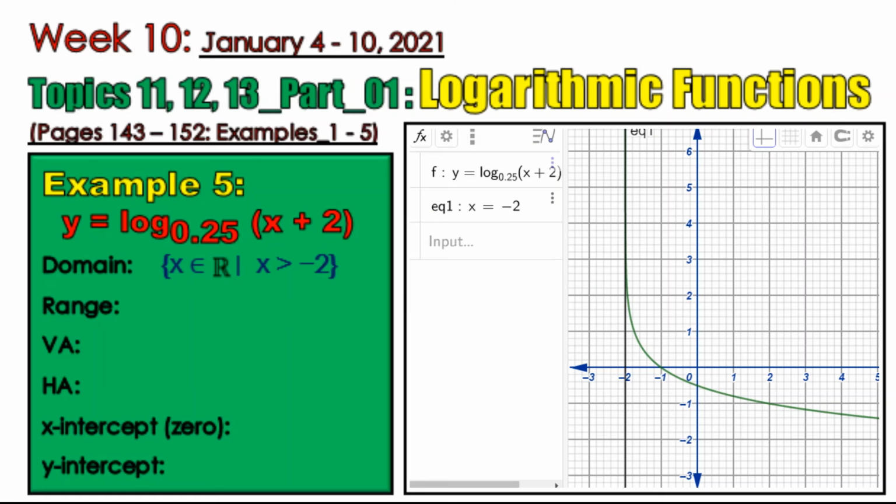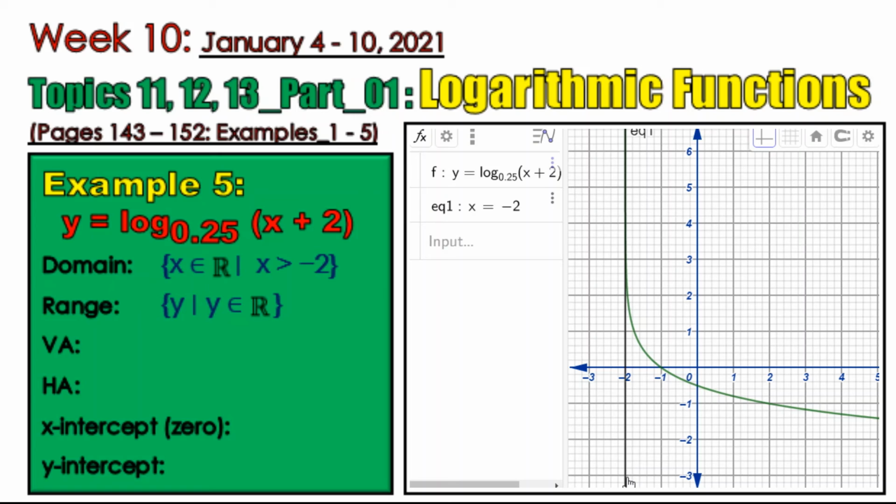How about its range? Still, the range is a set of real numbers. So your value of y can be positive, can be negative. So this part, the value of your y can be negative, and your value of y can be 0. So therefore, your range would be a set of y such that y is an element of real numbers. Okay, how about the vertical asymptote?